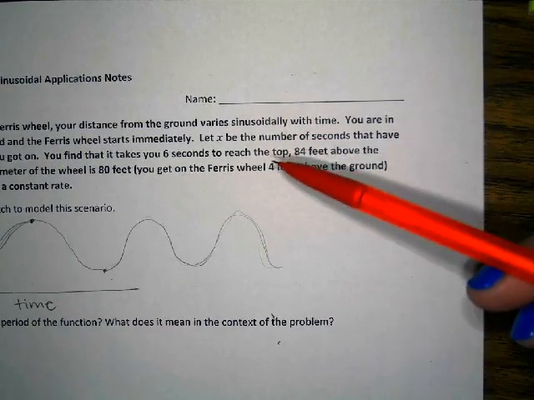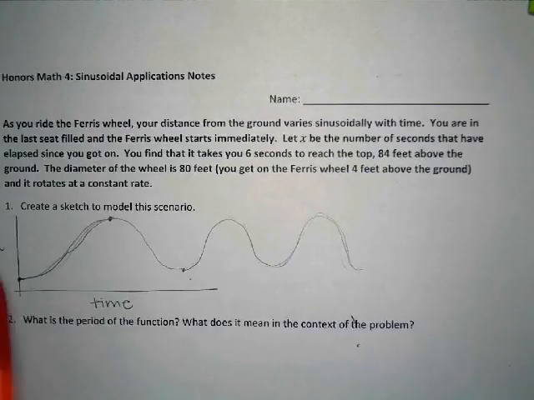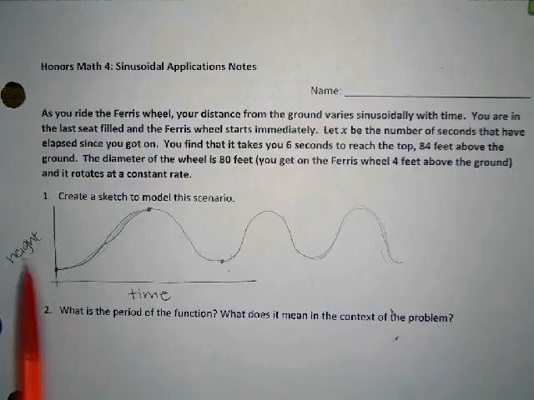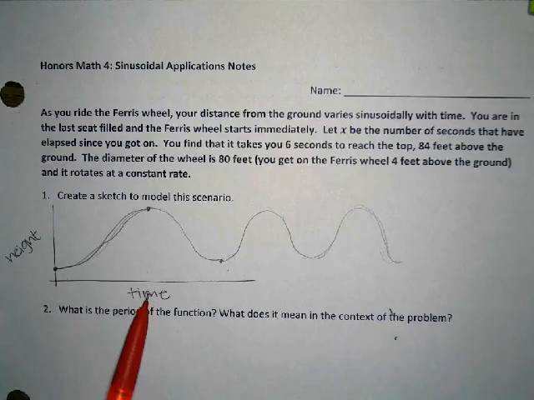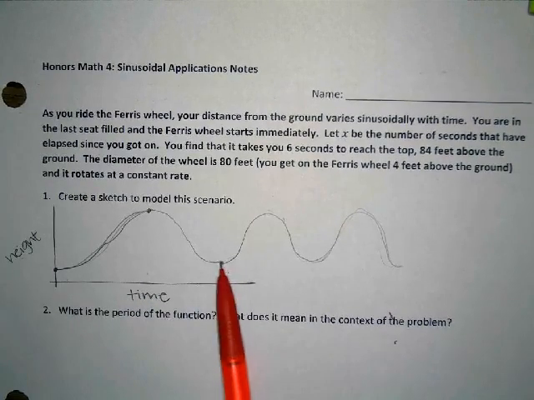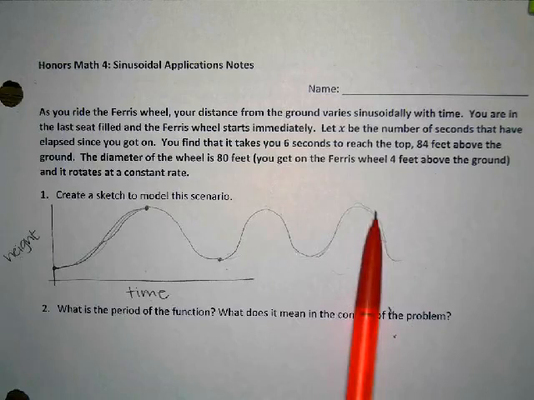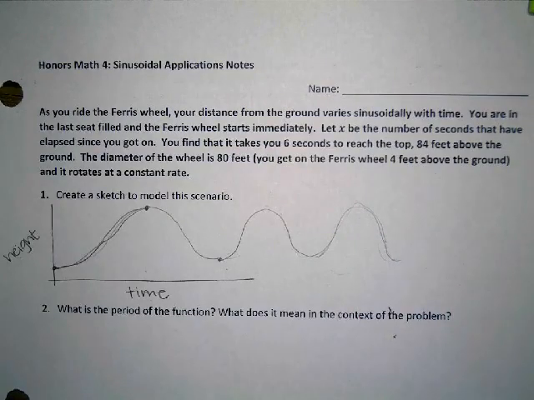You'd be going in a circle, but if we looked at the graph of your height in the air as time is passing, then as time is passing, you're going down, you're going up, you're going down, you're going up, you're going down, you're going up. Does that make sense how you're going in a wave-like motion, even though you're going around in a circle, because you're going up and down?